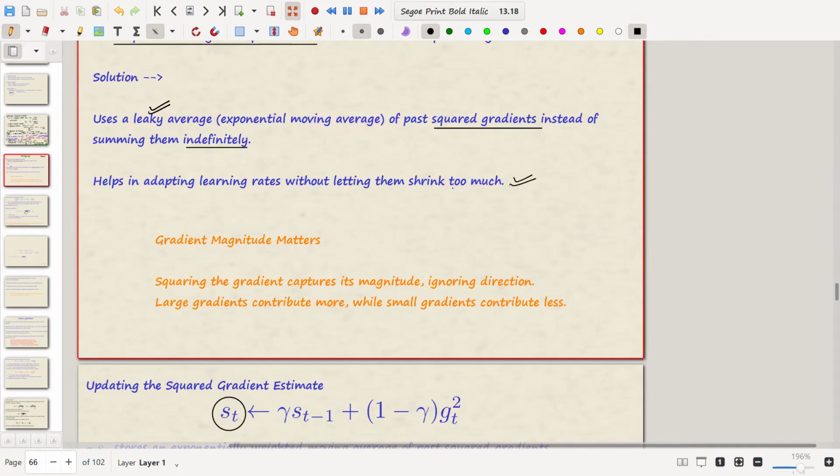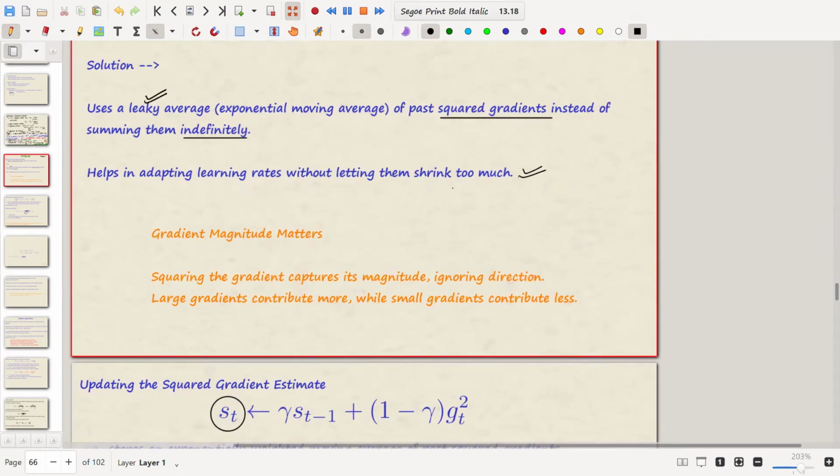So here the gradient magnitude matters. Okay, so why squaring the gradient? You can see that squaring the gradient captures its magnitude, which ignores the direction. Large gradients contribute more, while small gradients contribute less. So if you square this, what will happen? If you have a small value of gradient and you square it, it becomes even smaller. If you have a large gradient and you square it, it becomes much larger. So thinking about that, it has been designed.